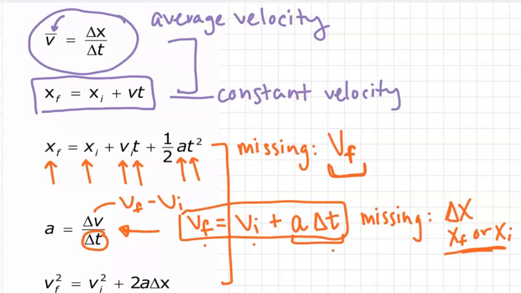So then the last one here is the only equation that doesn't have time in it. So we have final velocity, initial velocity, acceleration, and then our displacement. Every other equation on this formula sheet has time in it, so we are missing time for this one. So delta t. All right, so these are all the kinematic equations.